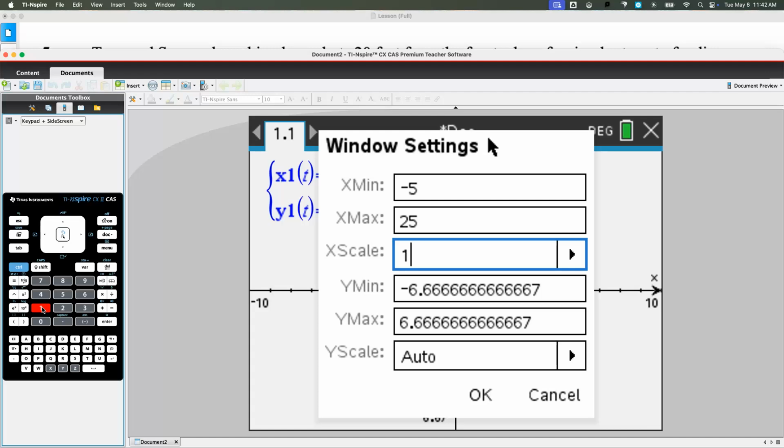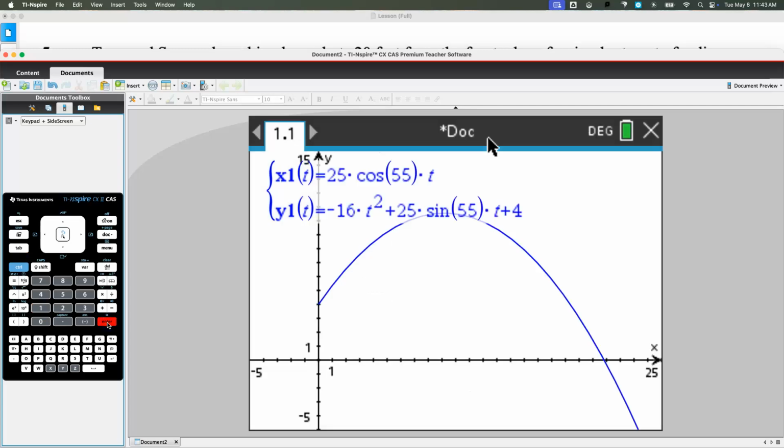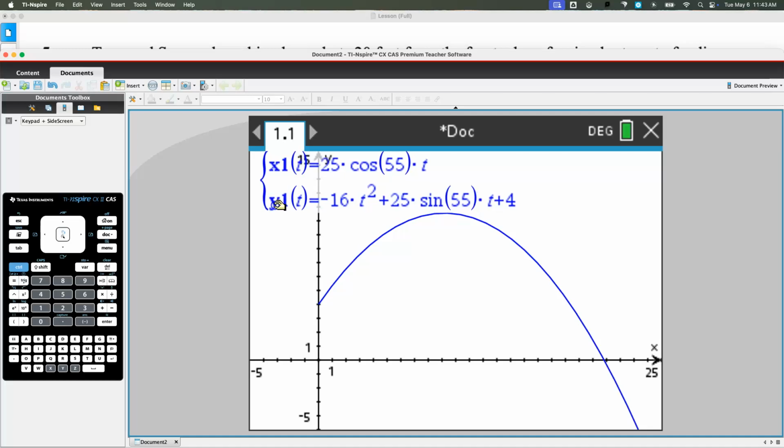How high do you think this is going to go? 5 to 10 feet, maybe? So 15 should be enough. Once again, I'm going to go negative 5 to 15, and I'm going to go by ones. Then when I hit enter, now I see the whole flight of this lawn dart.